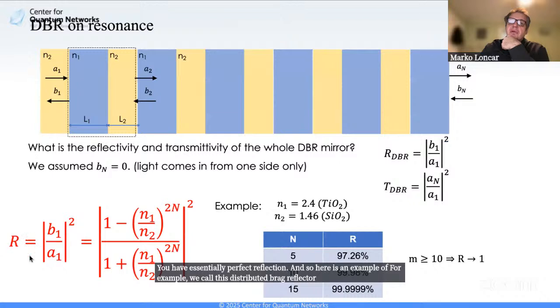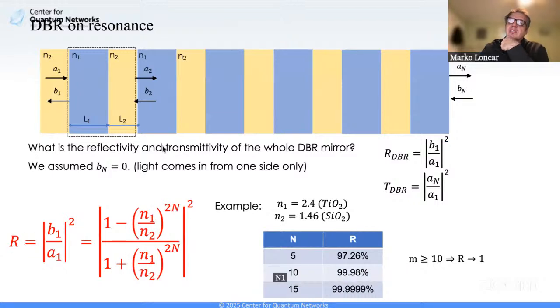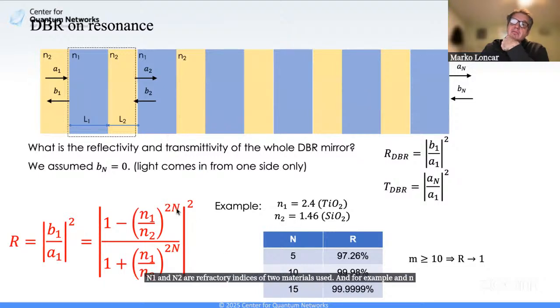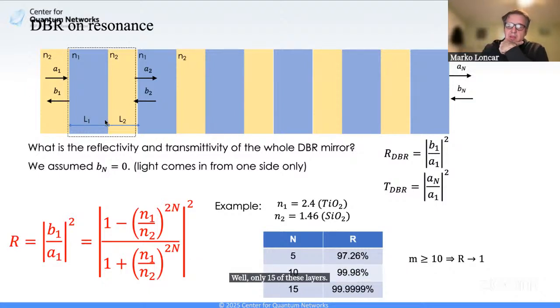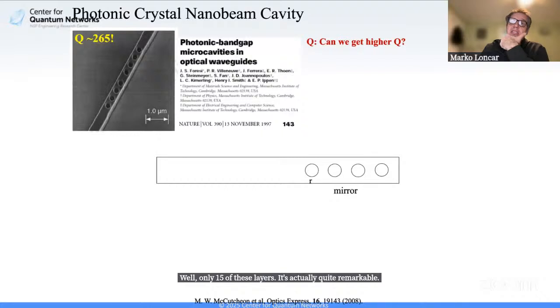The reflectivity of a distributed Bragg reflector can be written as such. N1 and N2 are the refractive indices of the two materials used, and N is the number of layers of this reflector. You see that for a common combination of titanium oxide and silicon dioxide, a Bragg reflector can get 99.9999% reflectivity, which is, by the way, important for quantum, at this kind of level. But with only 15 of these layers. It's actually quite remarkable. On chip, we cannot put this layering down.